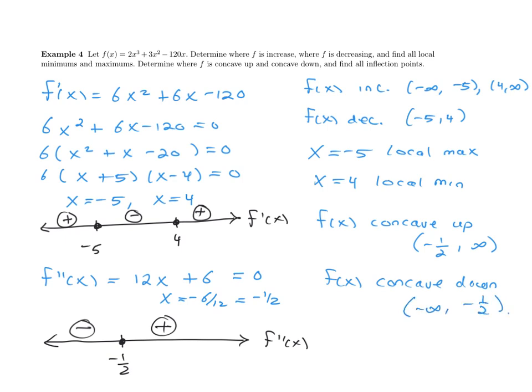Are there any inflection points? Those will occur if there's a change in concavity, which there is. The second derivative goes from negative to positive. On the original function, it goes from concave down to concave up. Therefore, there is an inflection point, and it occurs at an x value of -1/2. So just by using the first and the second derivative, we can answer all of these questions.